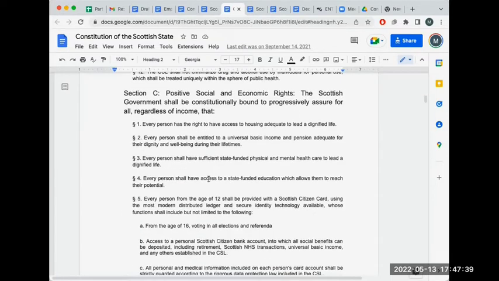Then very quickly, and then I'll wrap up. The positive rights: the Scottish government shall be constitutionally bound to progressively assure for all, regardless of income, that every person has the right to adequate housing. Every person shall be entitled to universal basic income. Every person shall have sufficient state-funded physical and mental health care. Every person shall have access to a state-funded education, which allows them to reach their potential.